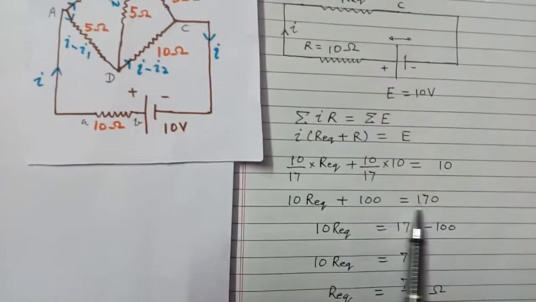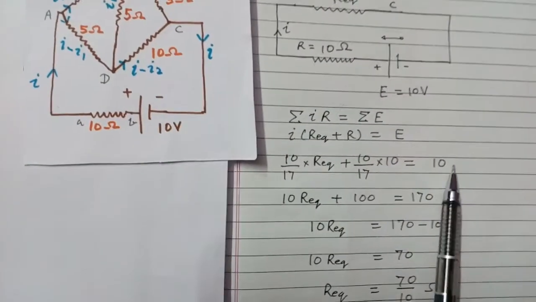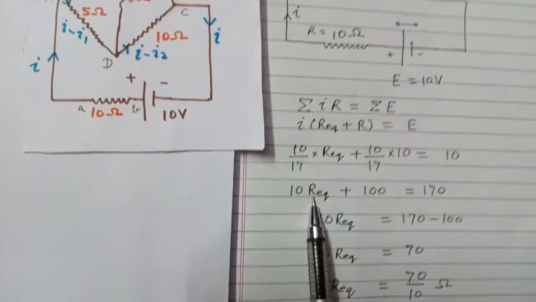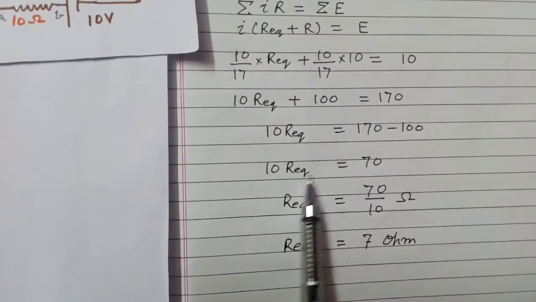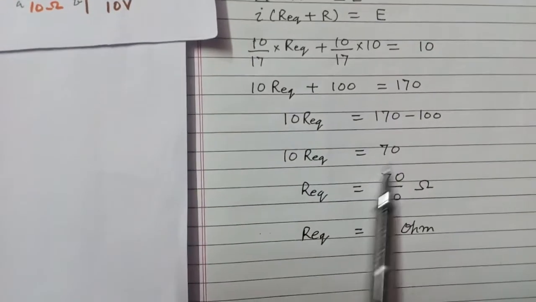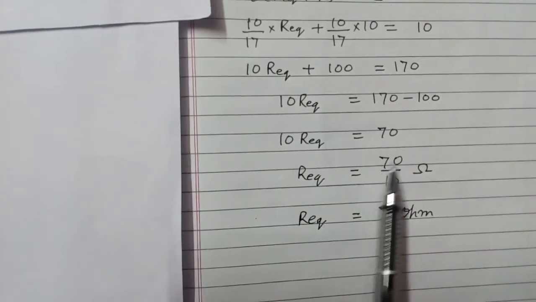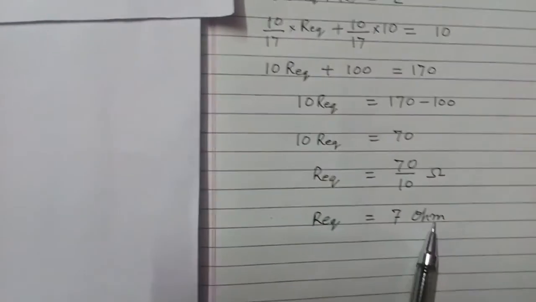Now simplify it. Cross multiply this 17 to this 10, this becomes 10 R equivalent plus 100 is equal to 170. Now solve it, we get 10 R equivalent is equal to 170 minus 100, this is equal to 70. So R equivalent is equal to 70 upon 10 ohm, this is equal to 7 ohm. So this is our equivalent resistance.